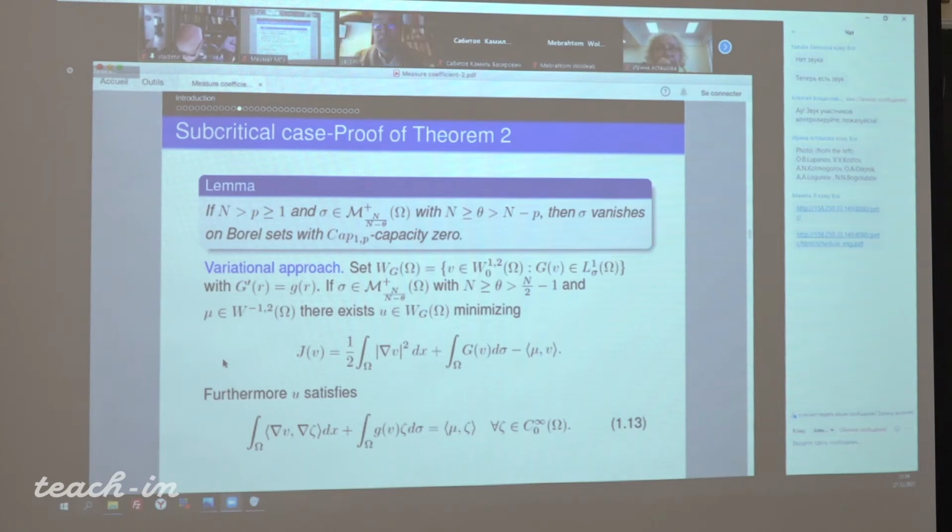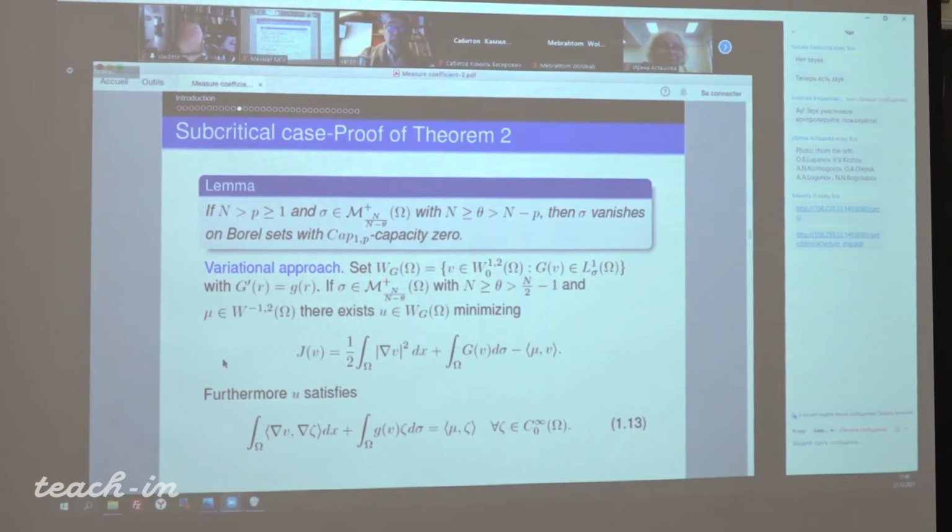A result can be found in the book of Adams and Hedberg: if p is bigger or equal to 1, you take a measure sigma in the Morrey space n over n minus theta, with n bigger than theta strictly bigger than n minus p. Then the measure sigma vanishes on Borel sets with W1p capacity 0. Cap 1p is the classical W1p capacity. This is something that we shall use in order to justify things when you go to the limit.